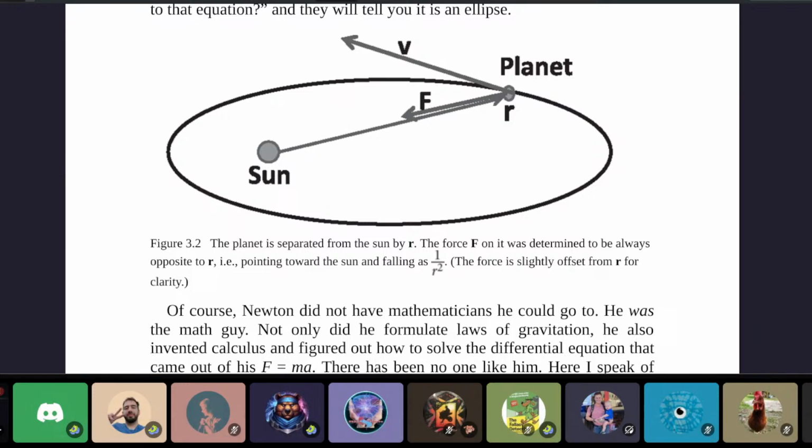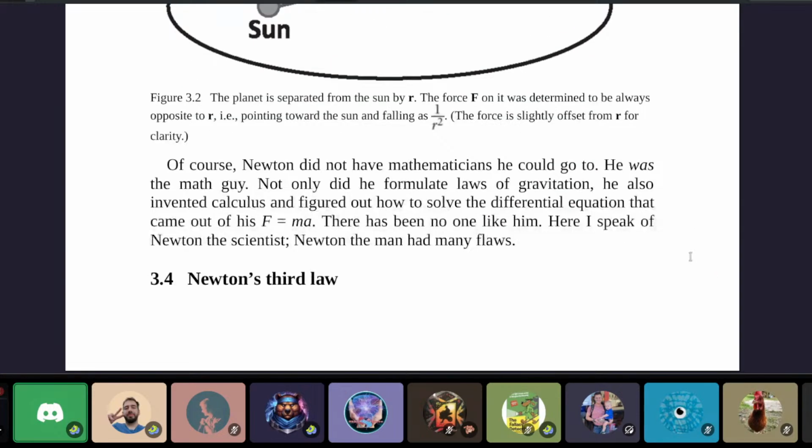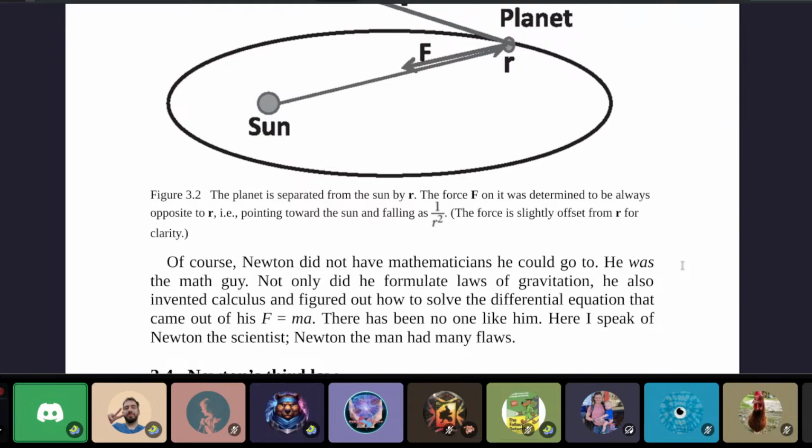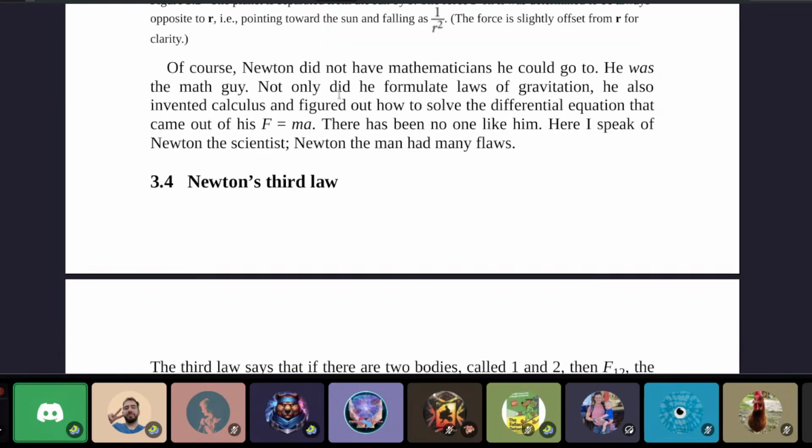Of course, Newton did not have mathematicians he could go to. If someone else wants to jump in to clarify something, I can pause for a minute. He was the math guy. Not only did he formulate the laws of gravitation, he also invented calculus and figured out how to solve the differential equation that came out of F equals ma. He was the math lad.